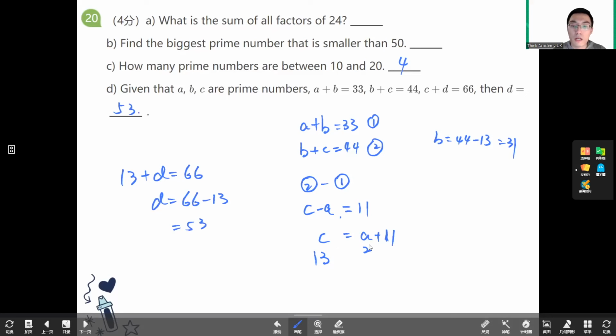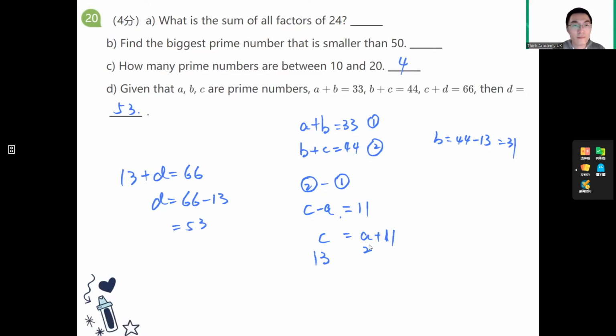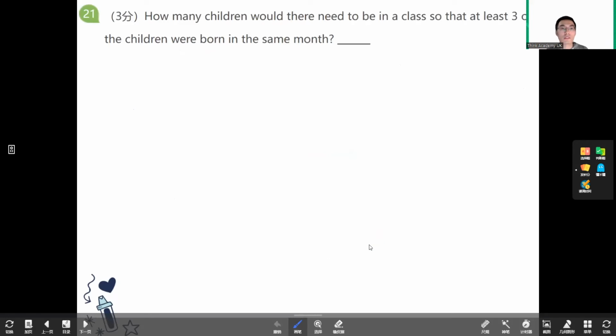So you might want to throw in some odd-even analysis when you are dealing with prime numbers, because it's really handy, really convenient if you remember that all prime numbers are odd numbers, but not all odd numbers are prime numbers. Okay, right, so let's move on to question number 21.